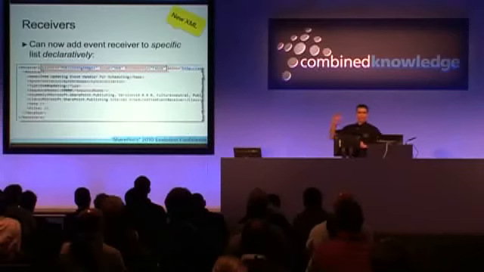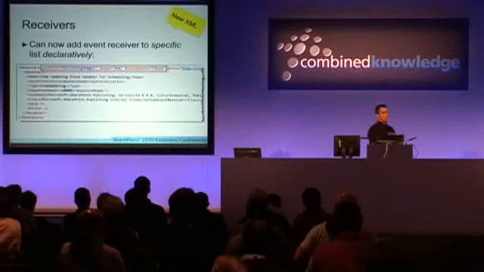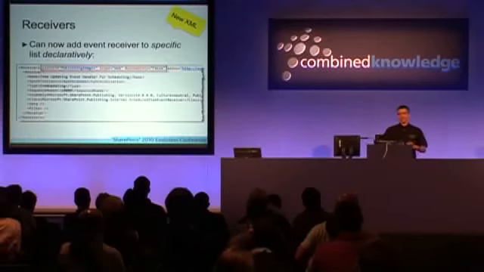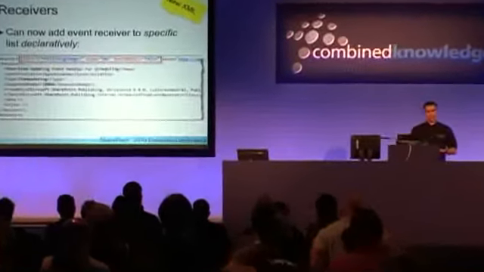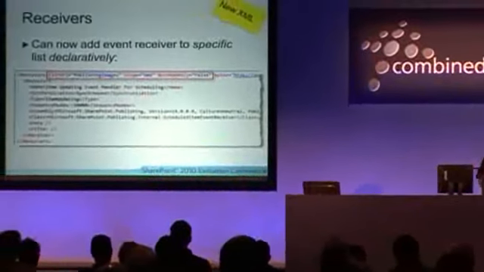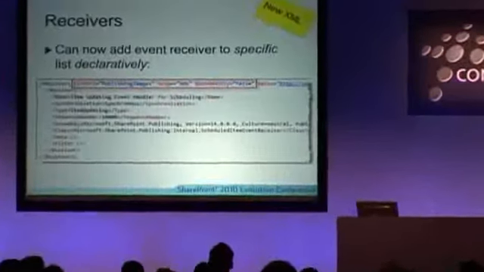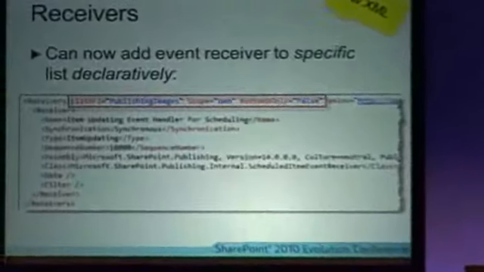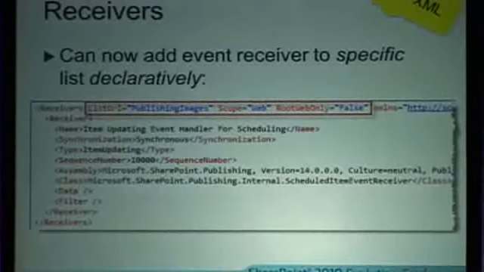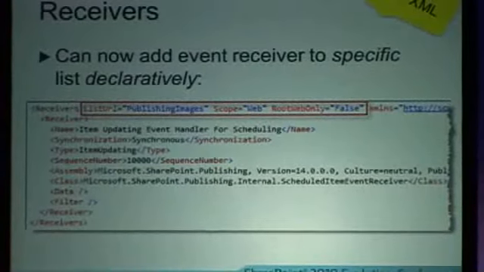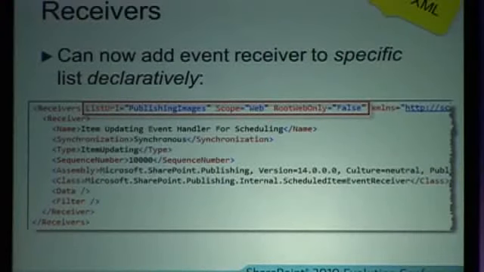The first one is event receivers. We can now deploy event receivers to a specific list declaratively. That's something we couldn't do in 2007. We had to use code to do that. This is possible because we've got some new attributes like the list URL attribute, and that enables us to say, I want to bind this receiver to this specific list. Previously, when using XML, all we could do was bind to a content type or a list template using the list template ID. So that's change number 1.